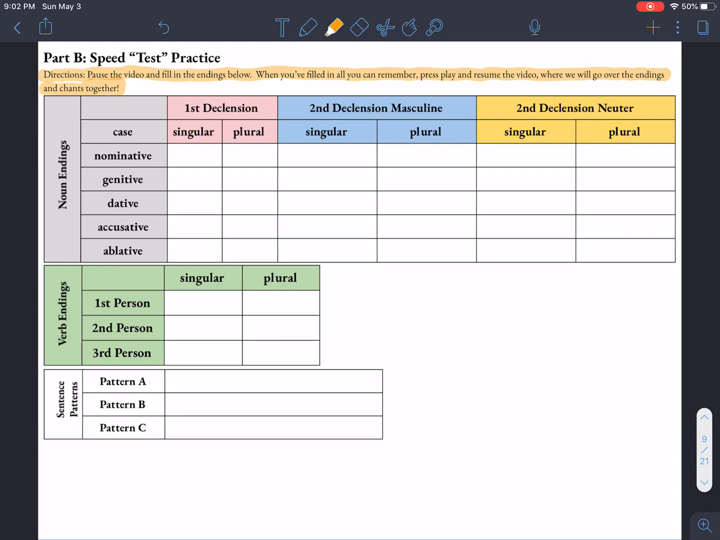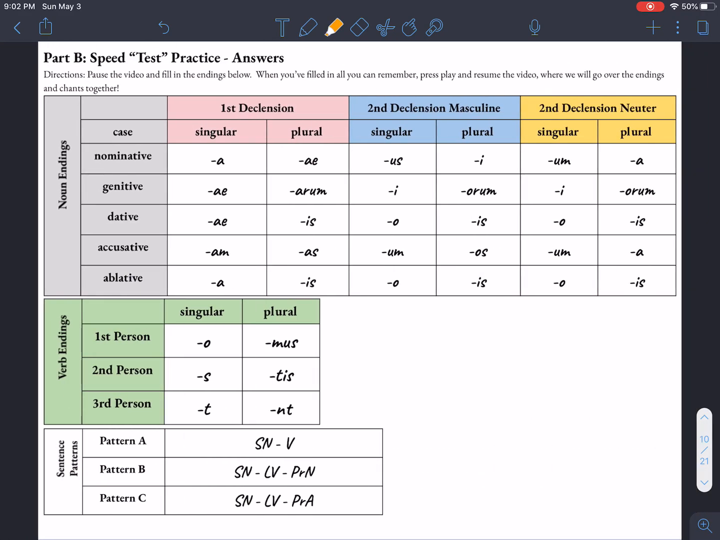And welcome back. Sorry, that was a very loud drink of water. So let's go over the answers for our speed test. These are the answers. If you need more time with the answers, you can always just pause the video and check your work. But when you're ready, press play and we're going to go over our chants together. So here we go. We're going to start with our noun endings chant. And remember, they're the song ones. Now it sounds like a song.